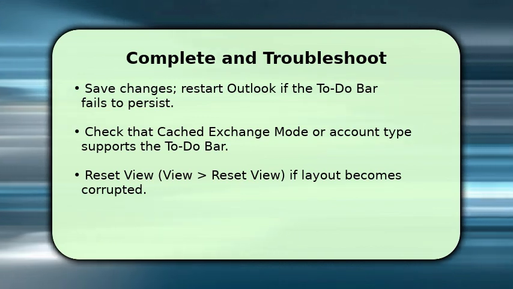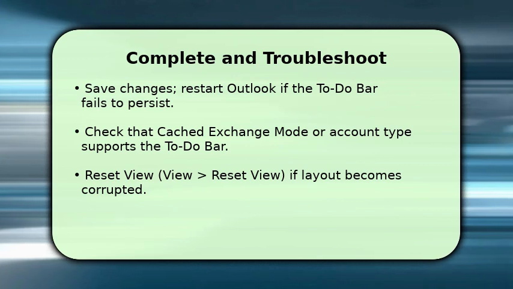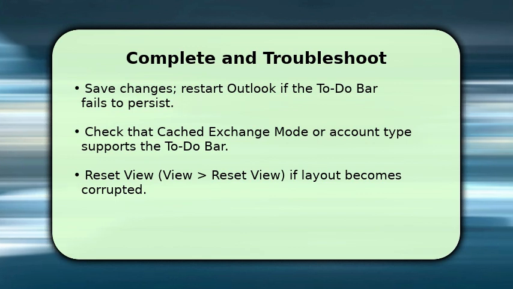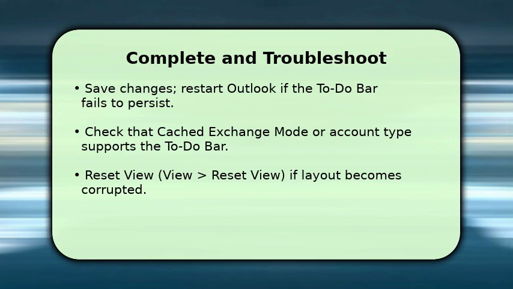If the docked calendar disappears, make sure you're using the Outlook desktop app and that your account and cached Exchange mode aren't interfering. As a quick fix, use View, Reset View for the Mail module, then re-enable View, To-Do Bar, Calendar. If problems continue, restart Outlook in safe mode to test add-in conflicts. This isolates causes without changing your calendar data.